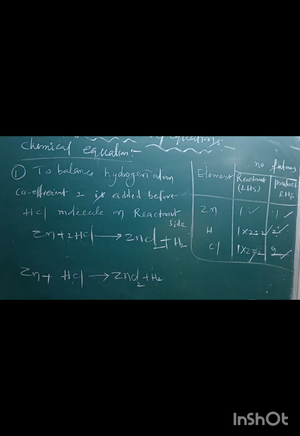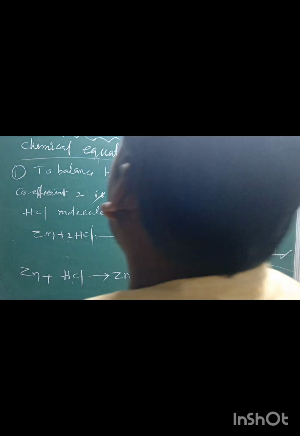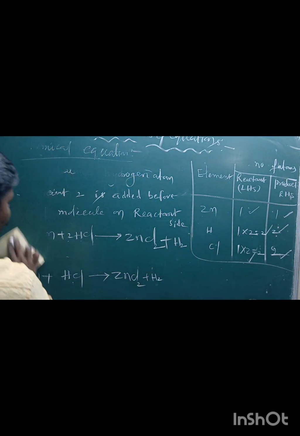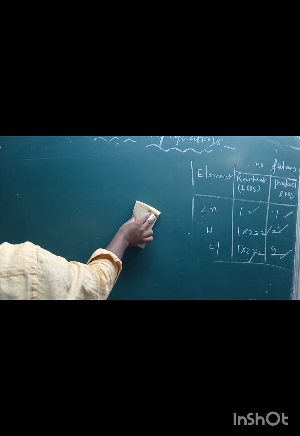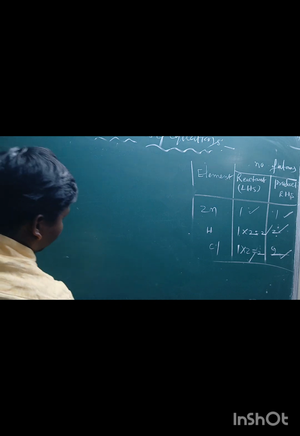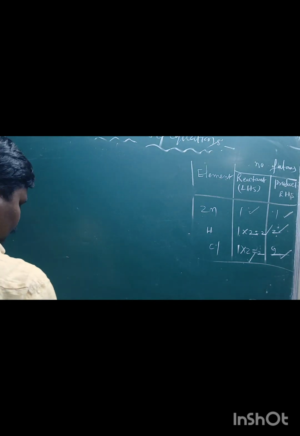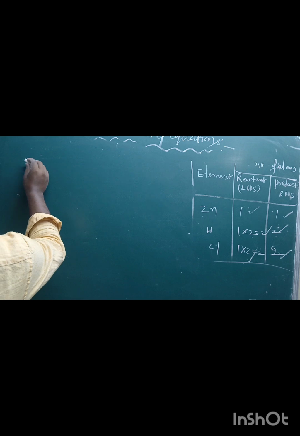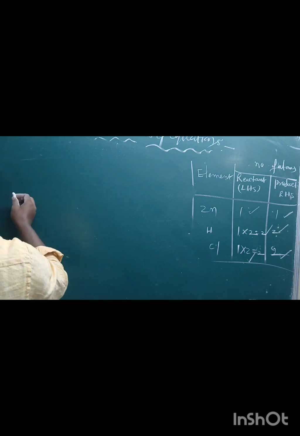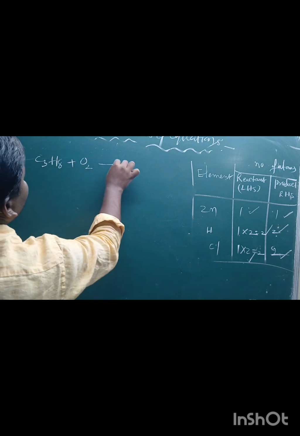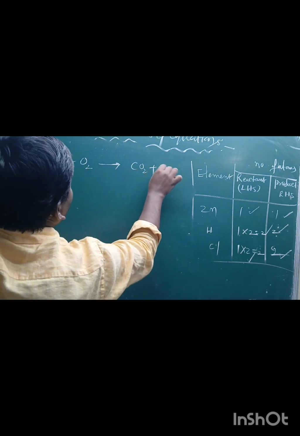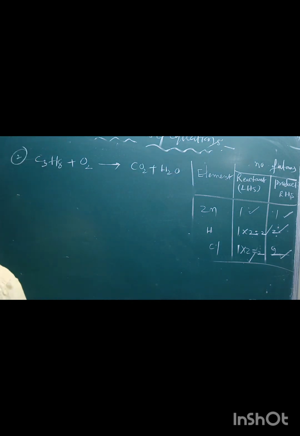Now I am taking one more example of how to balance a chemical reaction. C3H8 plus O2 gives rise to CO2 plus H2O. This is one of the chemical equations.